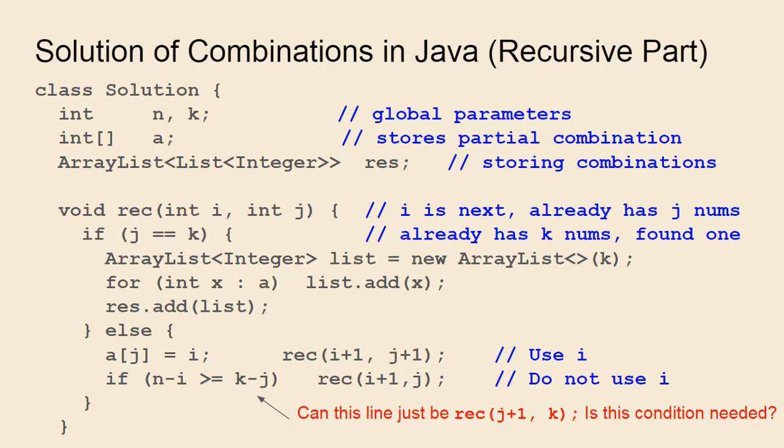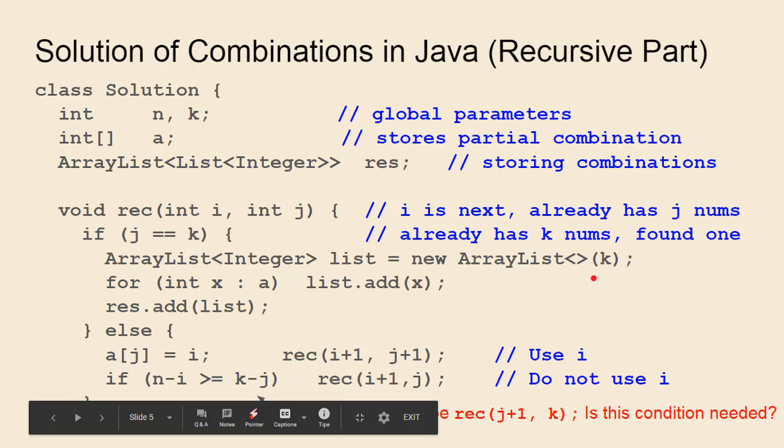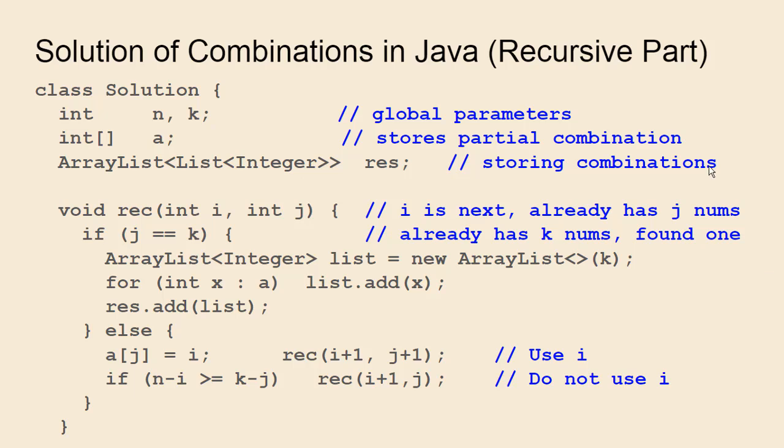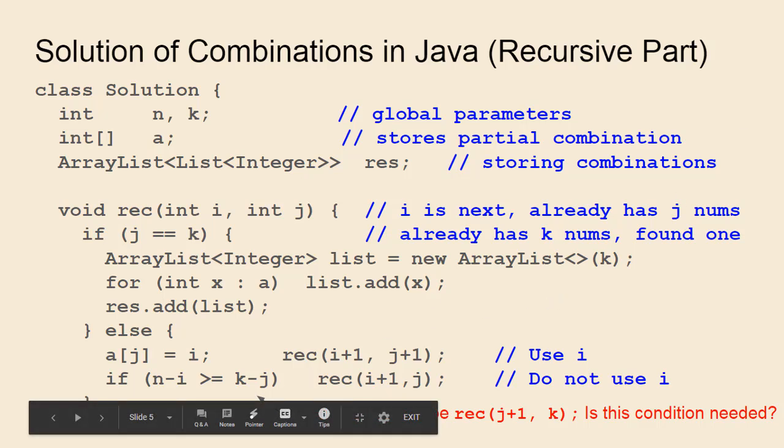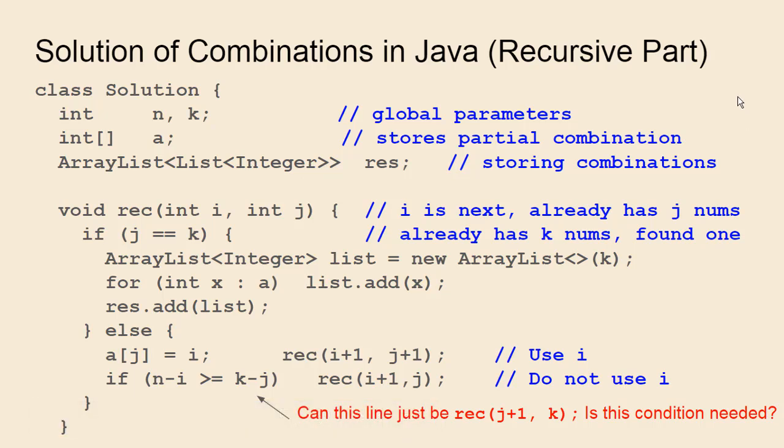So the question is, can we remove this if condition, and just have these recursive calls here? I assume that you have thought about the problem, whether we can remove this if condition. So the answer is that we do need this condition. If we don't have this condition, we will run into infinite recursion. So we'll basically run out of stack space.